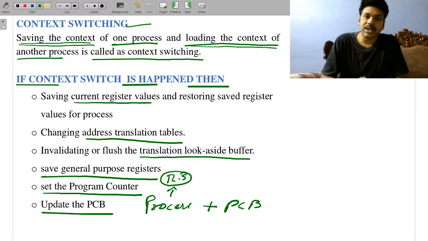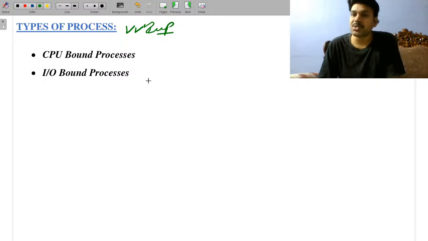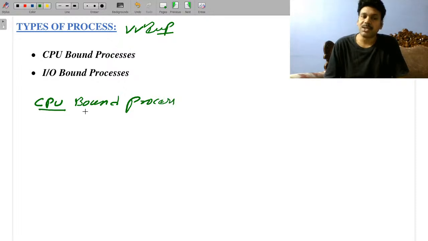And the next point is, we have two types of processes. This is very important. What are the two types of processes? CPU bound and IO bound processes. What is CPU bound? When we talk about CPU bound, a process requires much more time of the CPU. That means the CPU is held by only one process, and that process is taking much more time of the CPU.